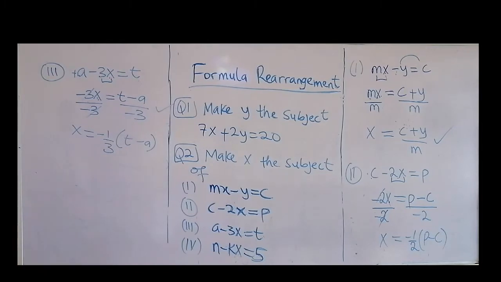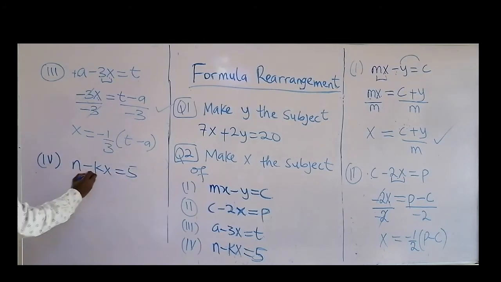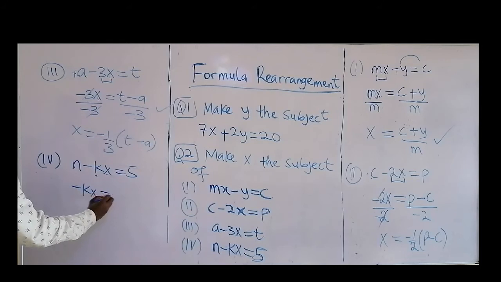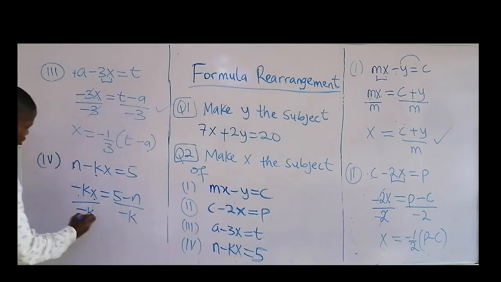Then the last one, the fourth one, which is n minus kx equal to 5. What you do, this is the only place you have x, so leave it there, minus kx. Move this n to the other side. That will be 5 minus n. Then the coefficient of x is minus k. You use it to divide both sides of the equation.